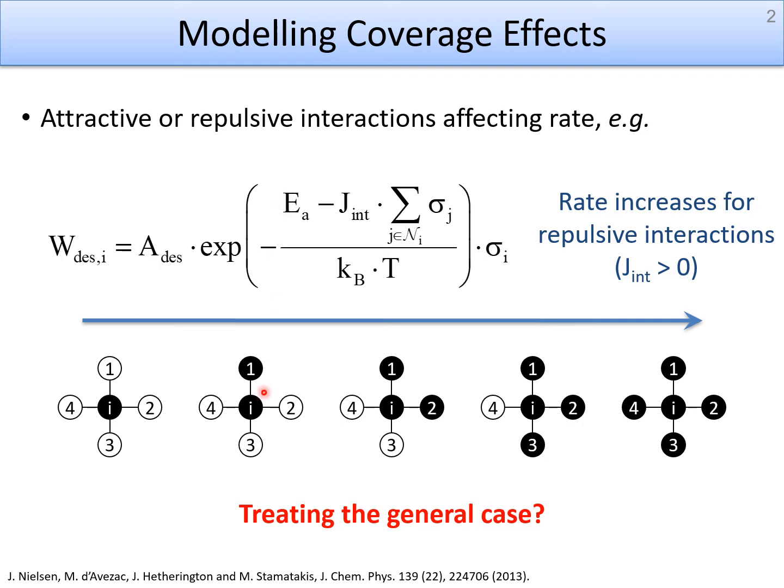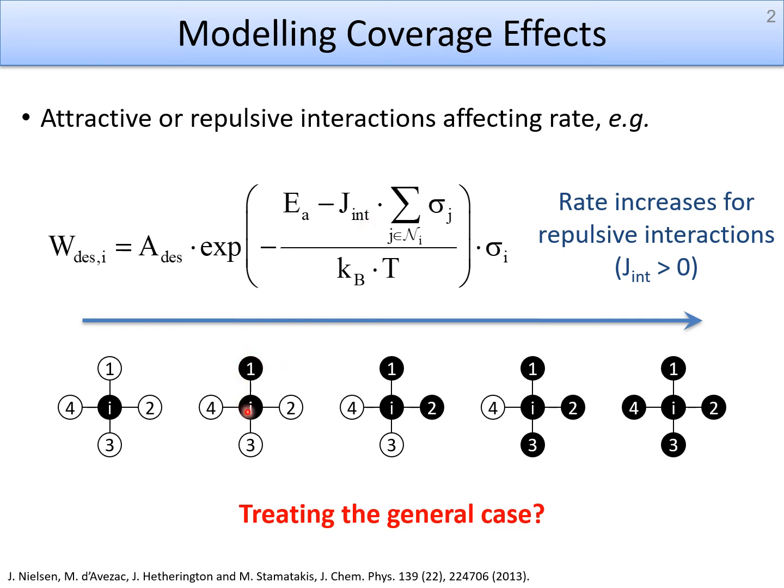Now, let's say that at some point in the simulation, an adsorbate happens to appear on the neighboring site 1 of site i. So what is going to happen in this case? If we reevaluate the expression, we will realize that this sum is equal to 1. We have one neighboring adsorbate. So this would be the activation energy at the zero coverage limit minus J int, the interaction parameter. If this is repulsive, J int is positive, and therefore the activation energy for the desorption is reduced by a factor of J int. Does this make sense?